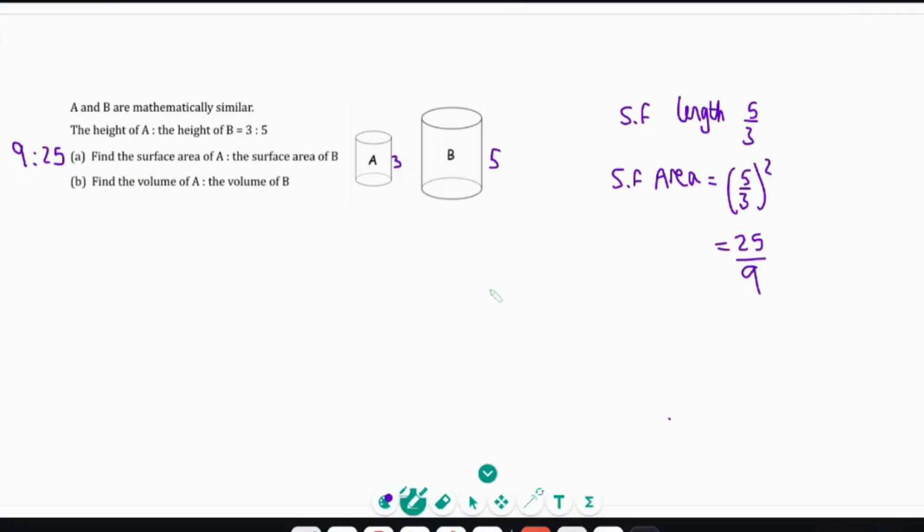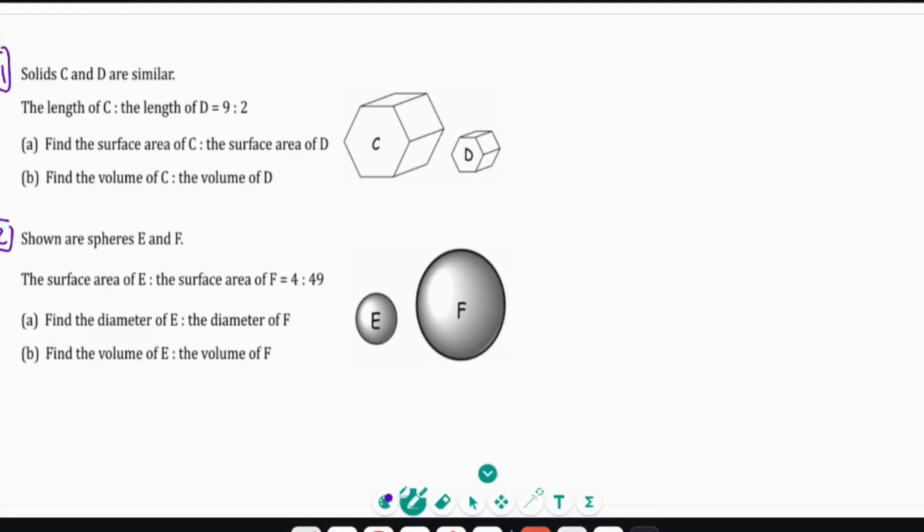And similarly, to get the scale factor for volume, we need to cube the 5 over 3. 125 over 27. So the ratio would be 27 to 125. Okay, have a go at these two questions. Put me on pause and unpause to see how you've got on.